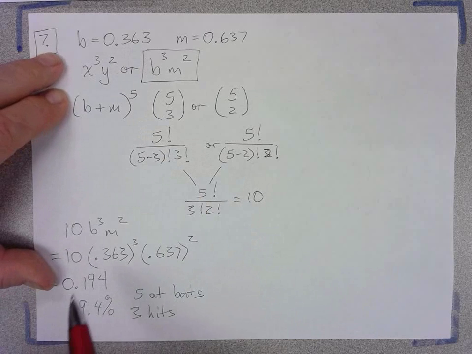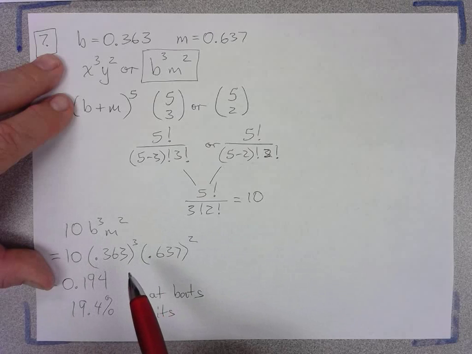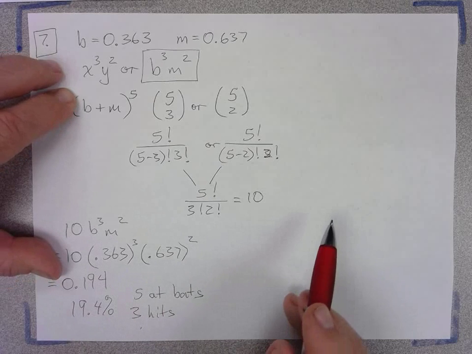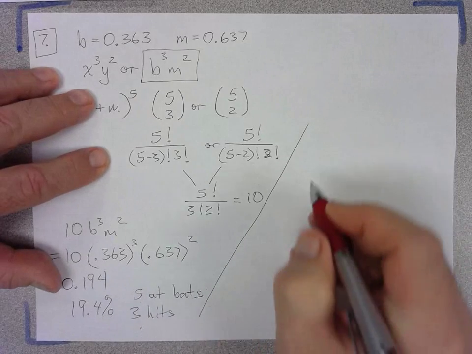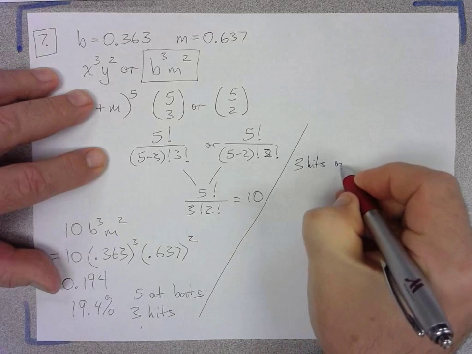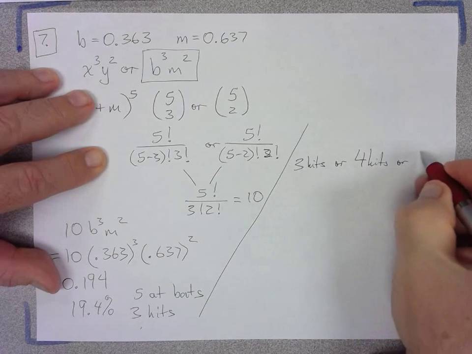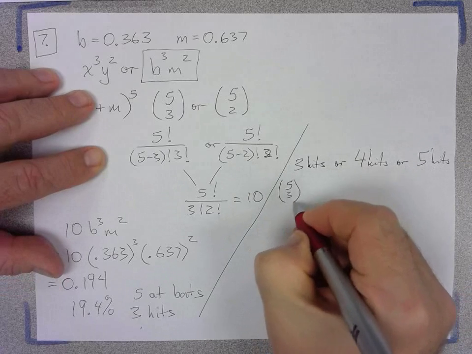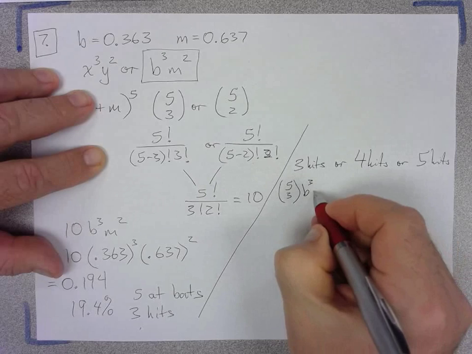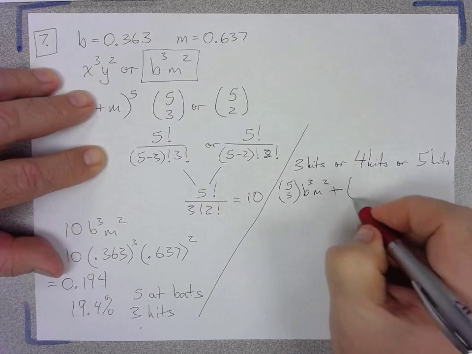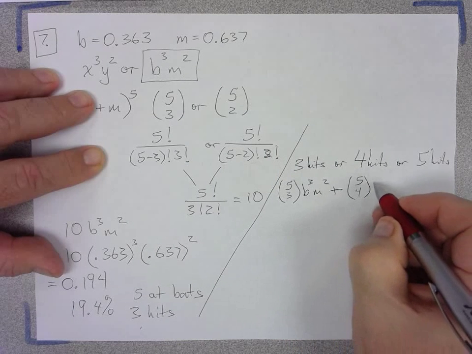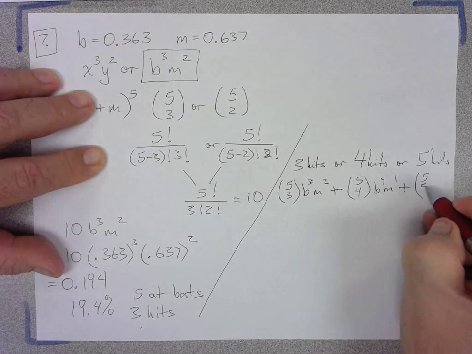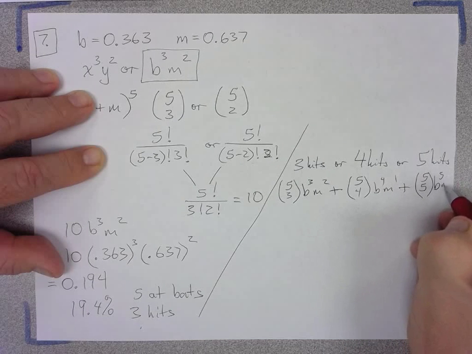Okay? The second part of the question says, instead of just asking what's the probability that he gets 3 hits, what's the probability that he gets at least 3 hits? Well, that means he gets either 3 hits or 4 hits or 5 hits. We just figured out the probability of 3 hits. That was 5 choose 3 times B cubed M squared. Or with 4 hits, that would be 5 choose 4 times B to the 4th M to the 1st, or 5 choose 5 times B to the 5th M to the 0.